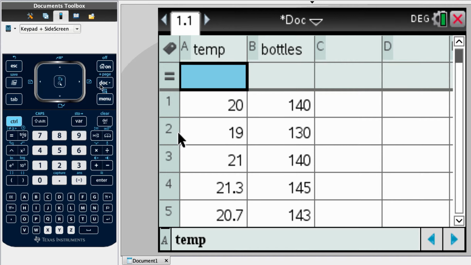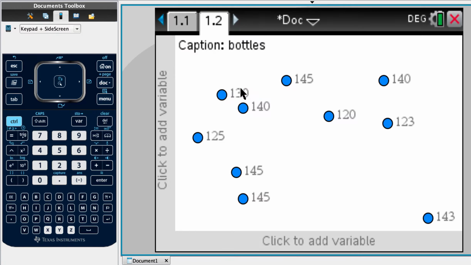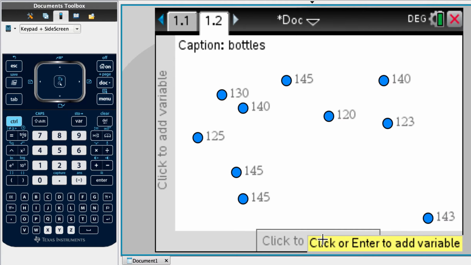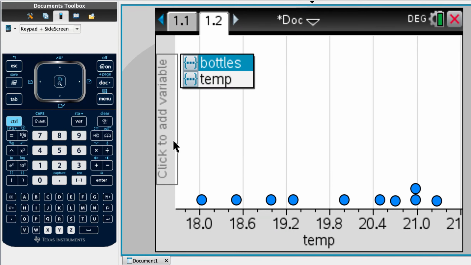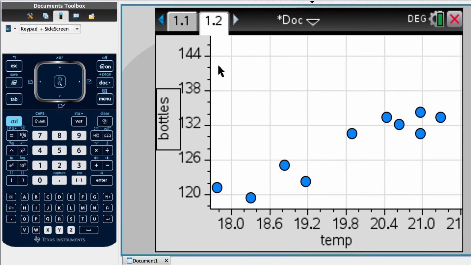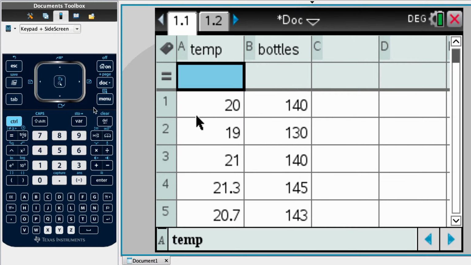Okay, so let's put this into data and statistics. We're going to put it in the table. We're going to say that the temperature is the independent variable and the number of bottles sold is the dependent variable. And surprise, surprise, it appears that as the temperature increases, the number of bottles sold increases. So comment on the correlation. Visually, it's positive, okay? But if we go back here, let's ensure that it's positive.